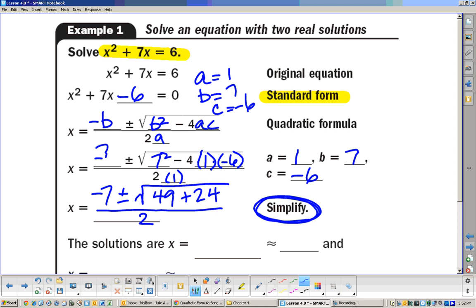Be really careful with that 4ac because of the minus 4ac. So if one of these is negative, you're going to have a plus. If two of these are negative, you're going to end up with another negative sign in there.